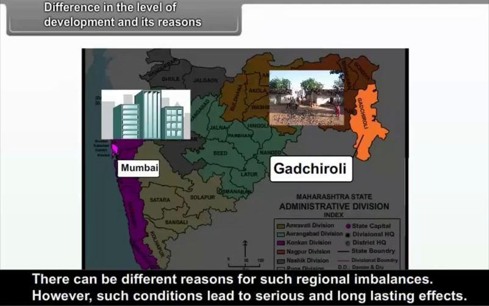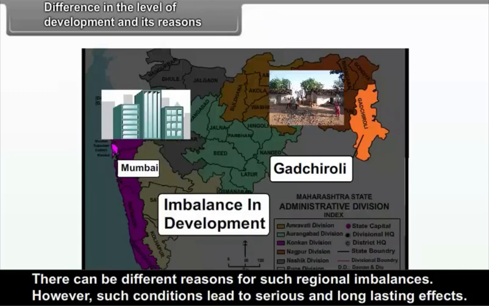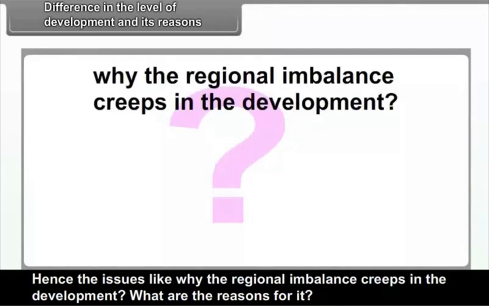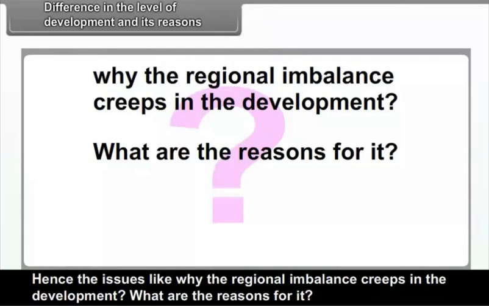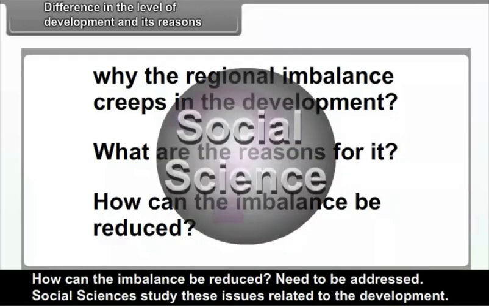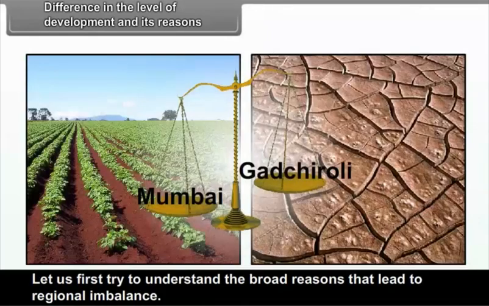There can be different reasons for such regional imbalances. However, such conditions lead to serious and long-lasting effects. Hence, issues like why the regional imbalance creeps into the development, what the reasons for it are, and how the imbalance can be reduced, need to be addressed. Social sciences study these issues related to development. Let us first try to understand the broad reasons that lead to regional imbalance.